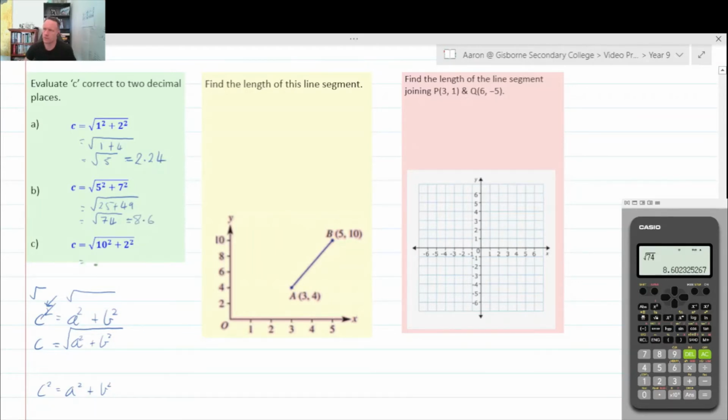Last one, 10 squared is 100. Plus 2 squared is 4. So then we have the square root of 104. And once again, square root of 104 gives us 10 point something. We round that, we get 10.2. Just 2 decimal places, 10.20.